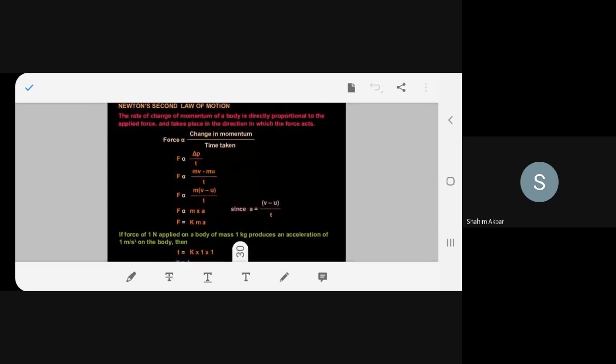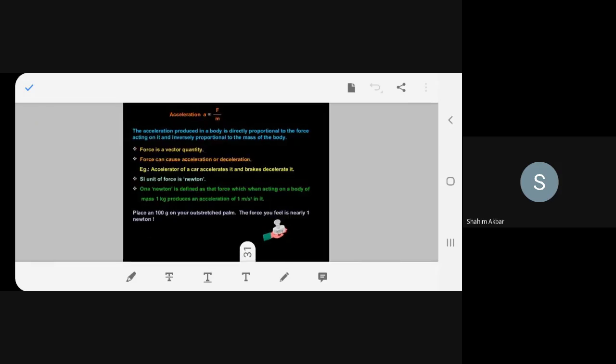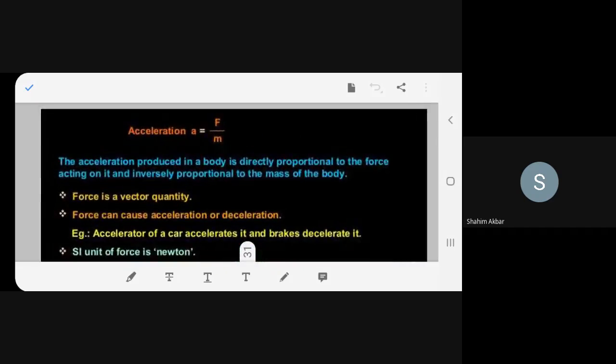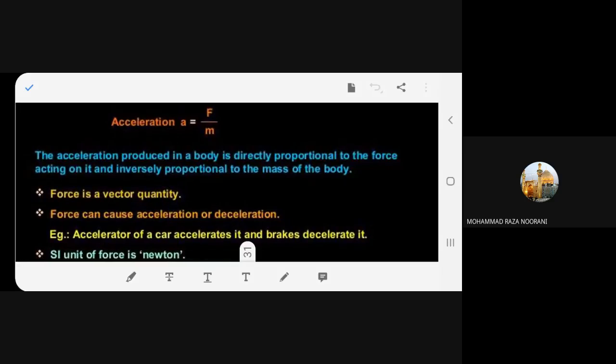Hello? Hello? Now, can you see the slide? Yes, ma'am. Who is it? Yes, ma'am, you can see the slide. What happened to Shahim? I don't know. He said he is not able to see the slide.